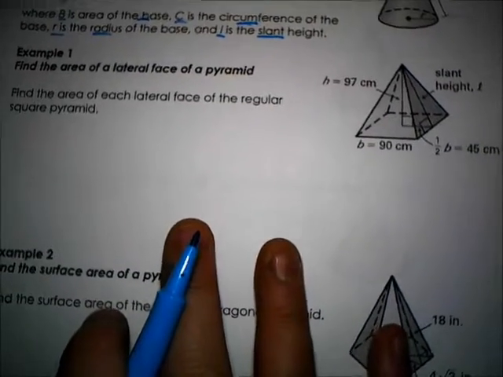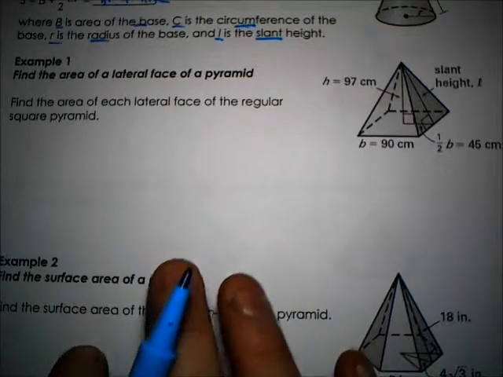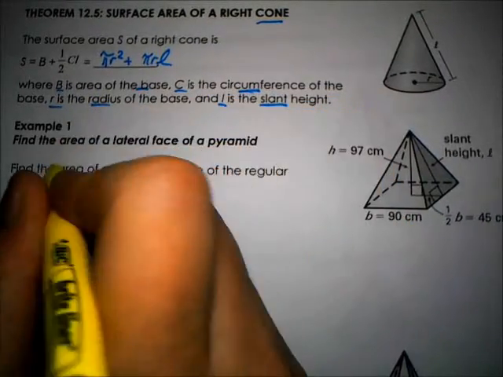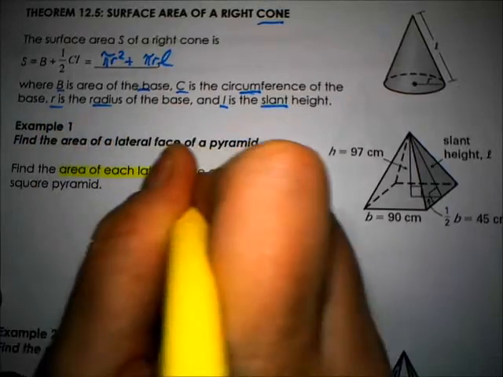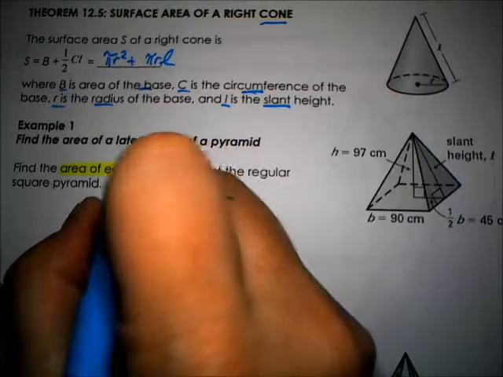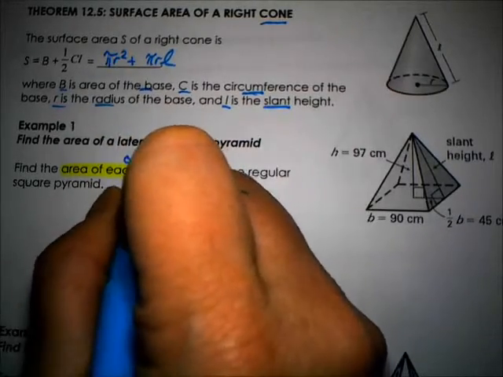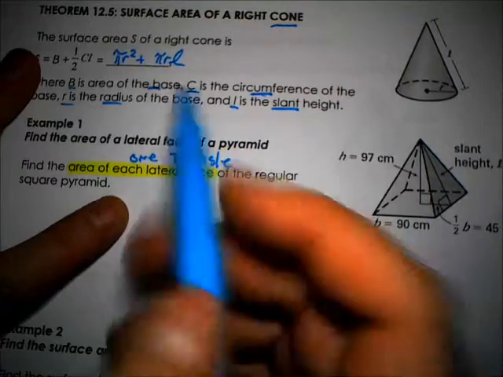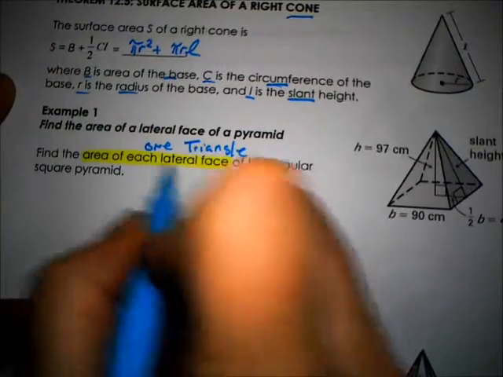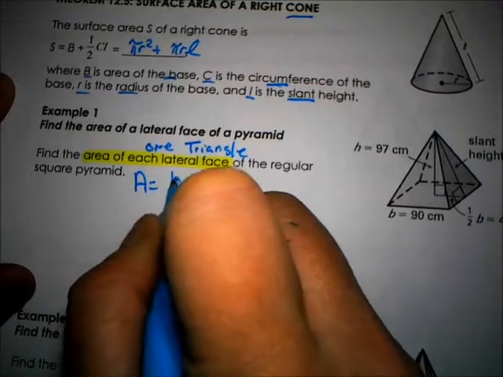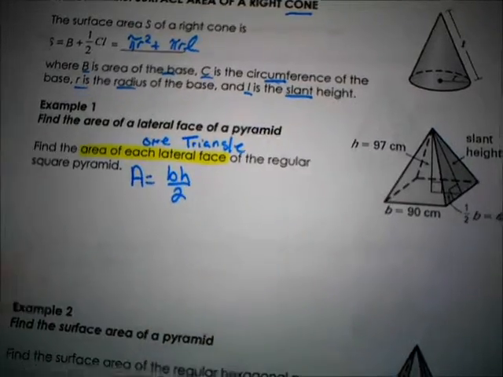For example 1, there's an important word here. They're wanting you to find the area of each lateral face. That vocabulary means that they're wanting you to find one of the triangles, the area of one triangle. So instead of using these formulas up above, for this one, you're only going to do the area of a triangle, which is BH divided by 2.